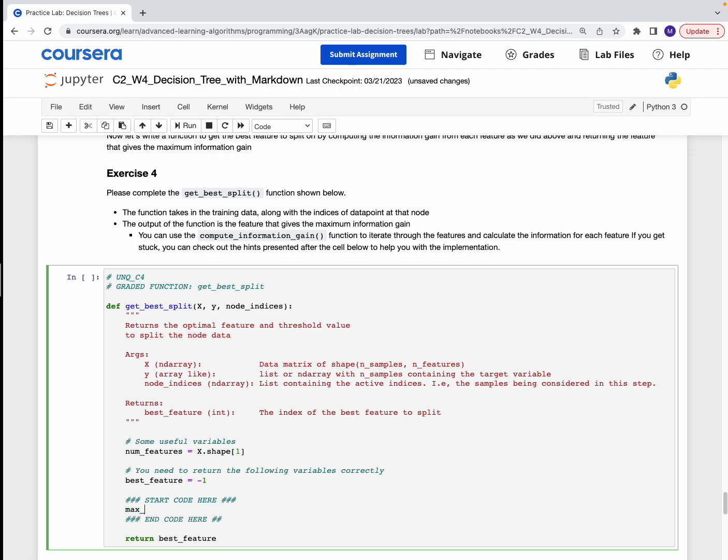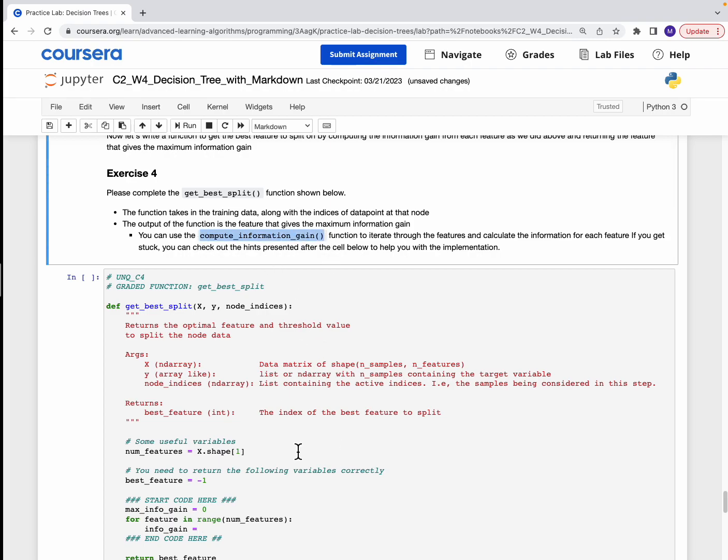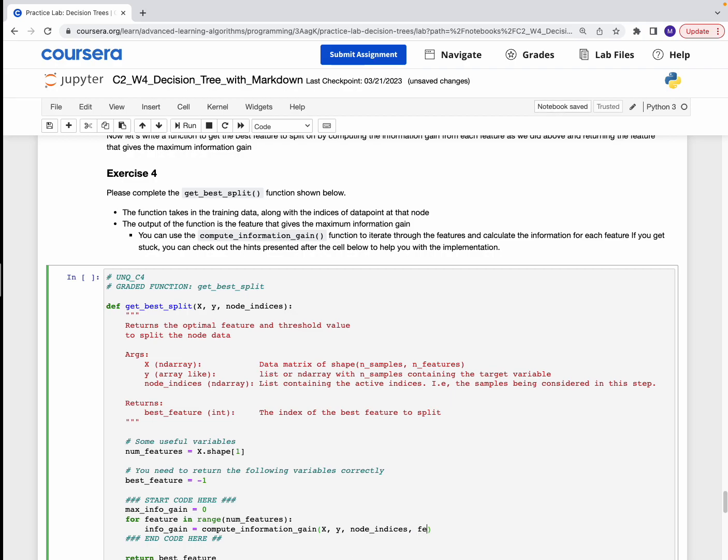Okay, so we're going to have a variable called max info gain set to 0, and we're going to be comparing the information gain from each feature. So for each feature in range of known features, we can find the information gain from this feature with this compute information gain function. And it's going to take in x, y node indices and feature.